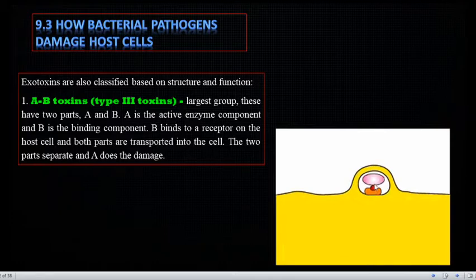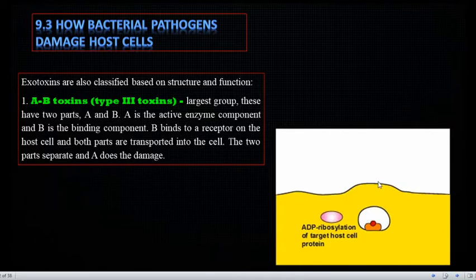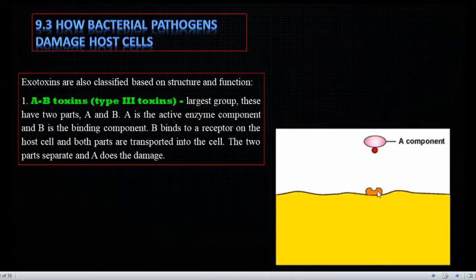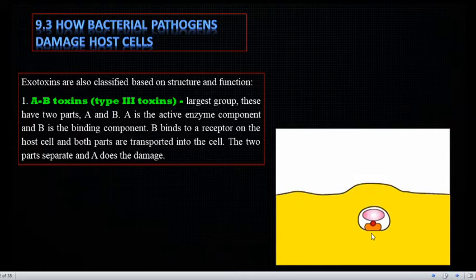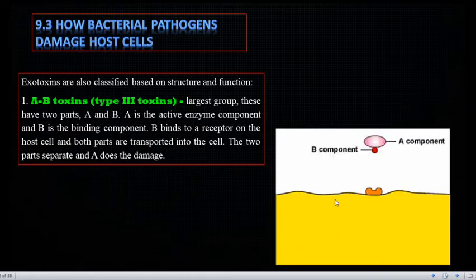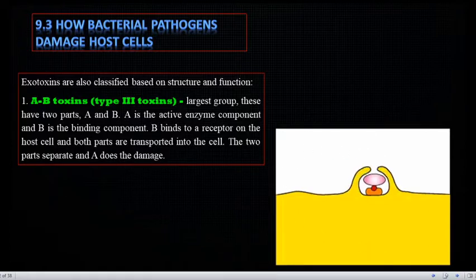So your binding component will attach to the receptor on the surface of the host cell, and after that, they will be able to enter. Kaya nga binding component siya because it helps your toxin enter the host cell. Kapag nakapasok na sila, di ba? So hihiwalay yung A component niya, or the active enzyme component, and thereby will cause damage and kill your host cell through inhibiting protein synthesis of the host cell. So yan ang AB toxins natin. May dalawang parts.